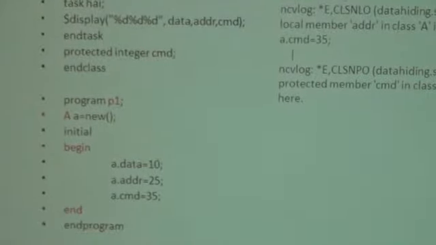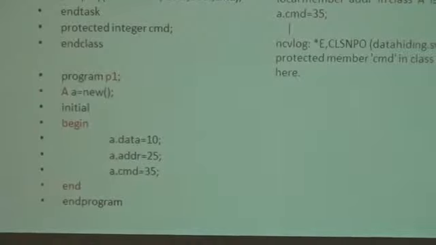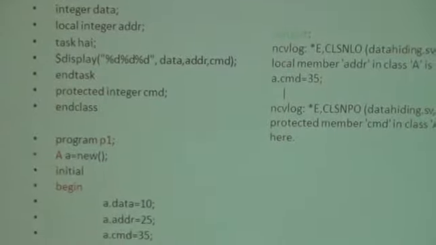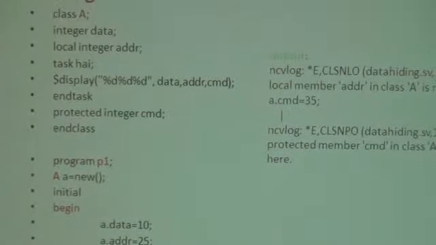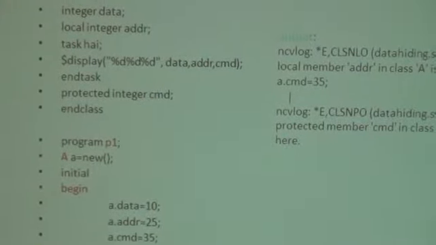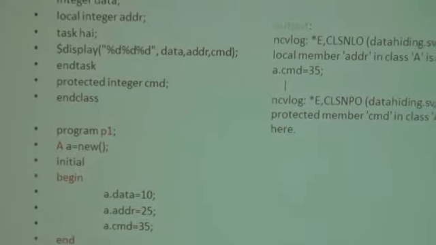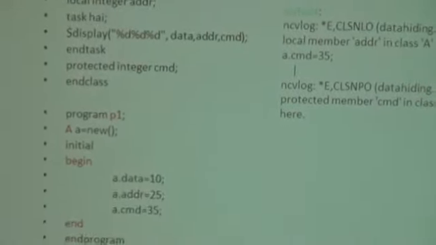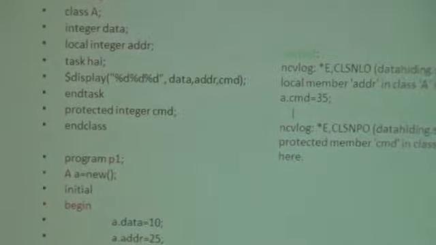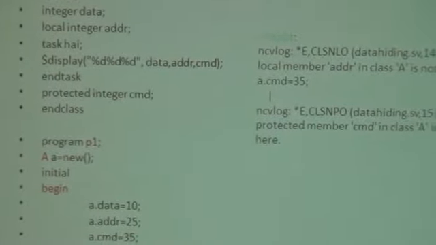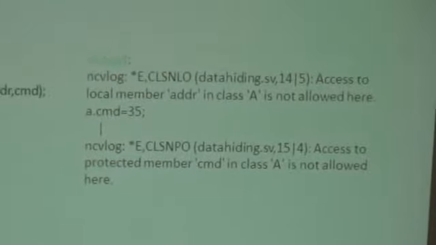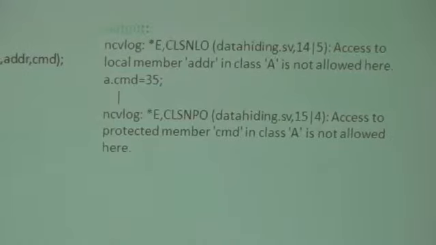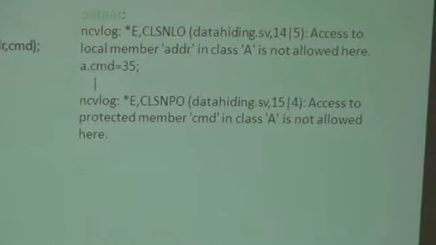In the program I have created an object for it, and I try to access those three values outside the class: a dot data is 10, a dot address is 25, and a dot command is 35. When I create an object for this, we will try to access them. Now when I compiled it, I got errors like this: access to local member address in class A is not allowed here, and access to the protected member CMD is also not allowed here.